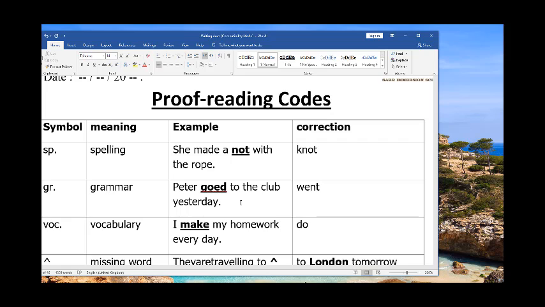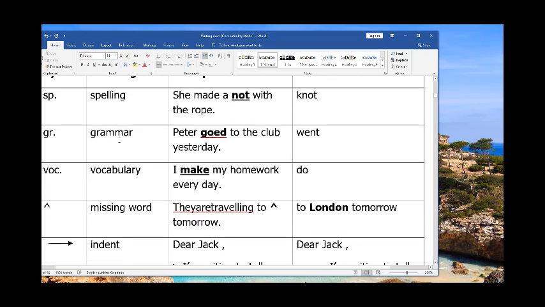So here are the hints to show you. For example, if it's a spelling mistake, you will find me underlining the word and writing above it SP. Okay, if it's a grammar mistake, means you put the verb in the wrong tense, for example, so I will underline the verb, the wrong verb, and I'm going to write above it a GR, means it's a grammar mistake.